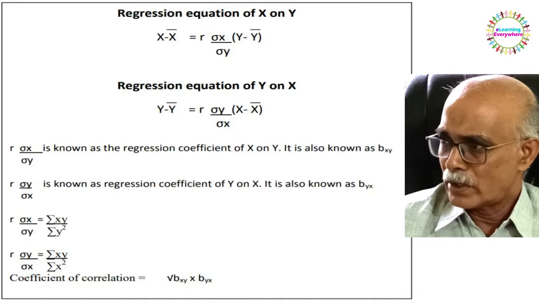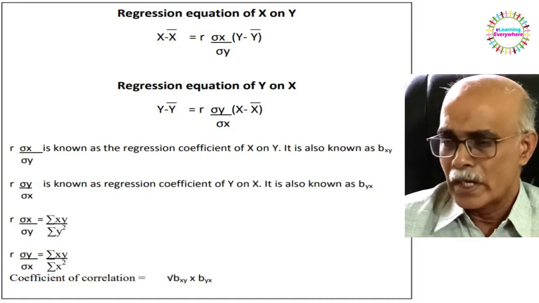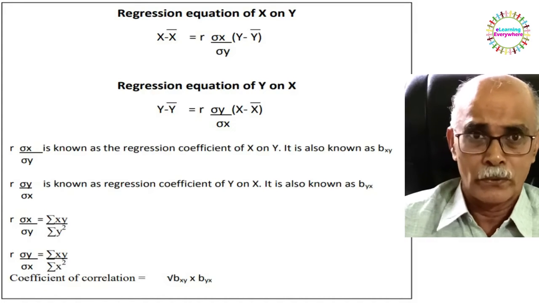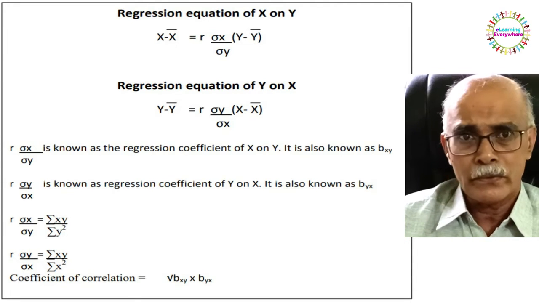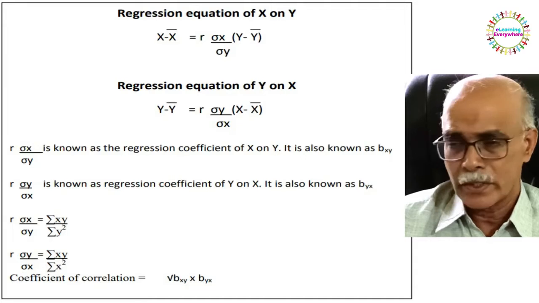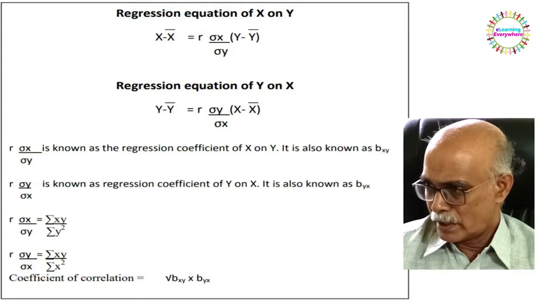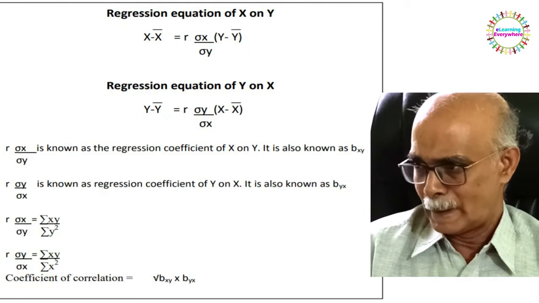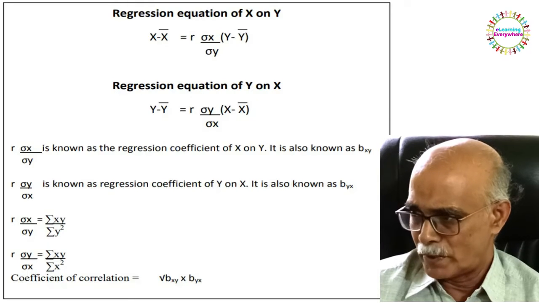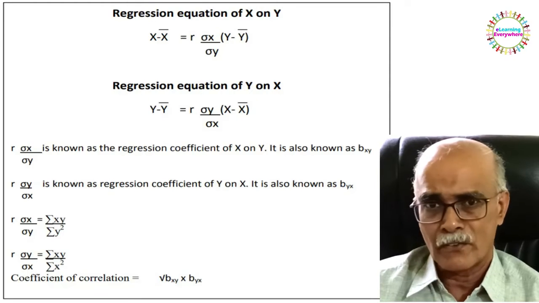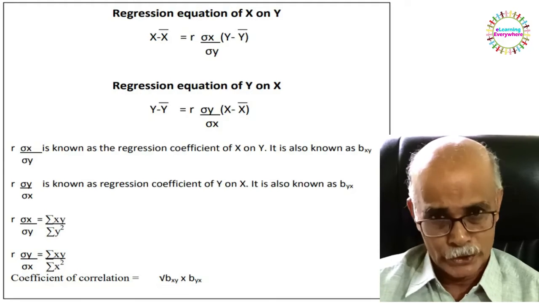The regression equation of x on y is like this: x minus x bar is equal to r into sigma x by sigma y, where small x and small y are deviations. Is the regression coefficient calculated? The regression equation of y on x is y minus y bar is equal to r into sigma y by sigma x into x minus x bar, as shown here.